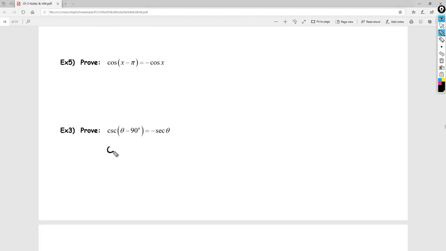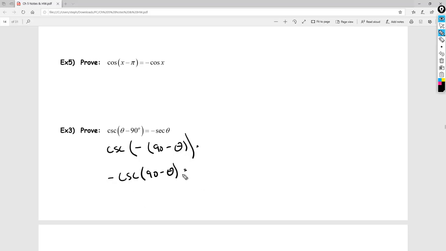Right, but that's okay. So I will introduce a negative here to get my 90 minus theta. Okay. Now we can use my even-odd property here. So I know that cosecant is an example of an odd function. So if I plug in a negative, I get a negative in return. Okay, so I can take the negative out. 90 minus theta.